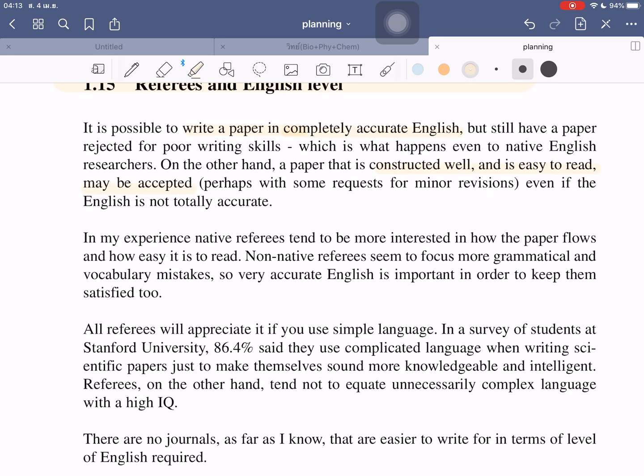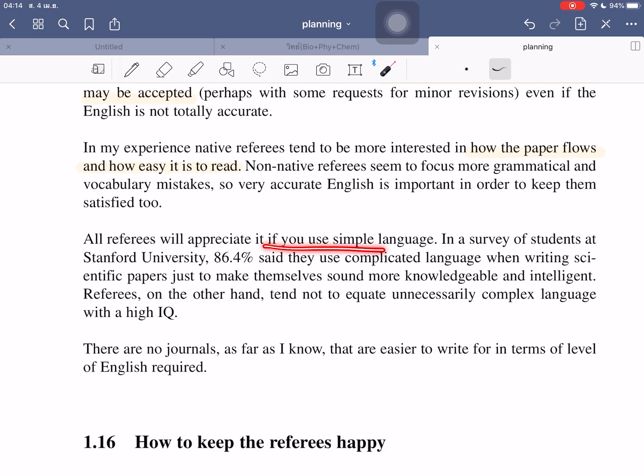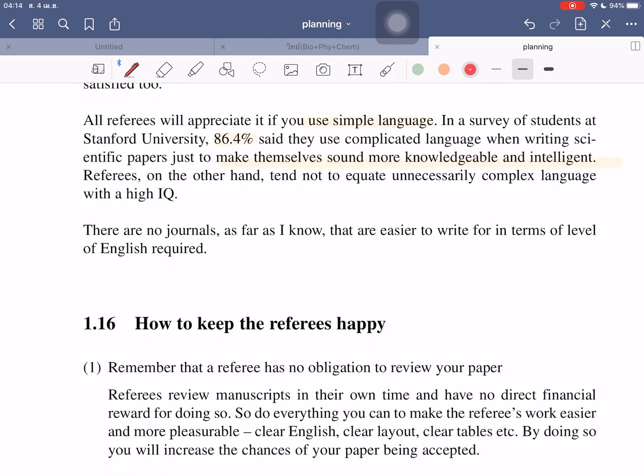When they look at your paper, they look at how the paper flows and how easy it is to read. But non-native speakers like us seem to focus on grammar and vocabulary. Also, use simple language. From a survey at Stanford University, 86% use complicated language when writing scientific papers just to make themselves sound more knowledgeable and intelligent. They boast, they show off, they use big words. So keep in mind once again, focus on how the paper flows and how easy it is to read. Keep it simple.